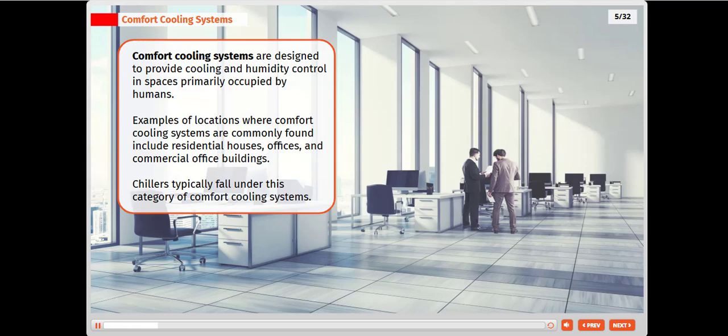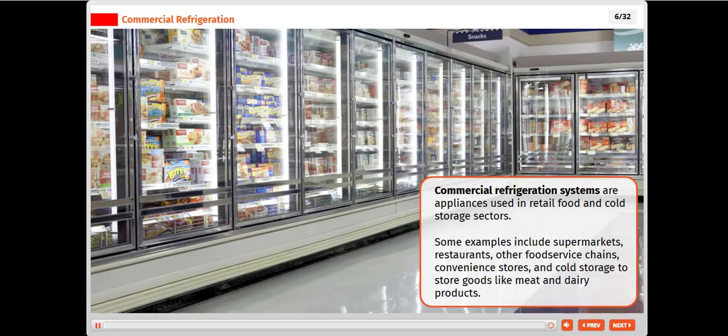Comfort cooling systems are designed to provide cooling and humidity control in spaces primarily occupied by humans. Examples of locations where comfort cooling systems are commonly found include residential houses, offices, and commercial office buildings. Chillers typically fall under this category. Commercial refrigeration systems are appliances used in retail food and cold storage sectors. Some examples include supermarkets, restaurants, other food service chains, convenience stores, and cold storage to store goods like meat and dairy products.